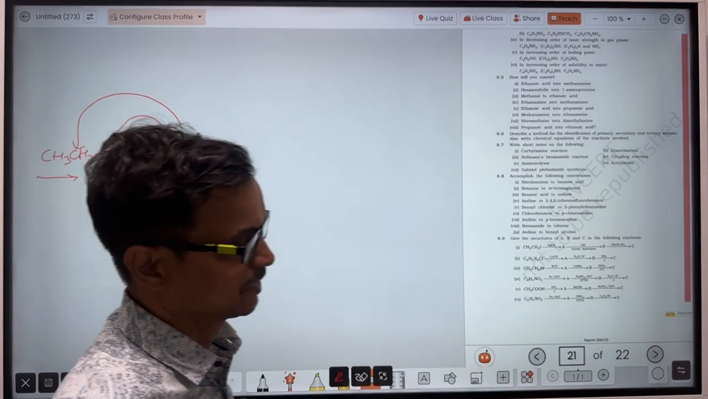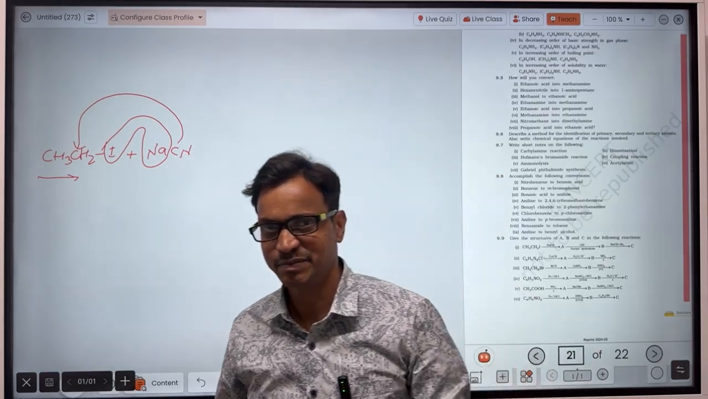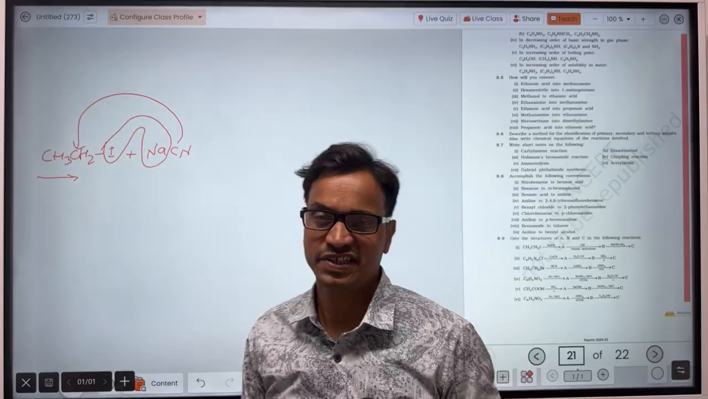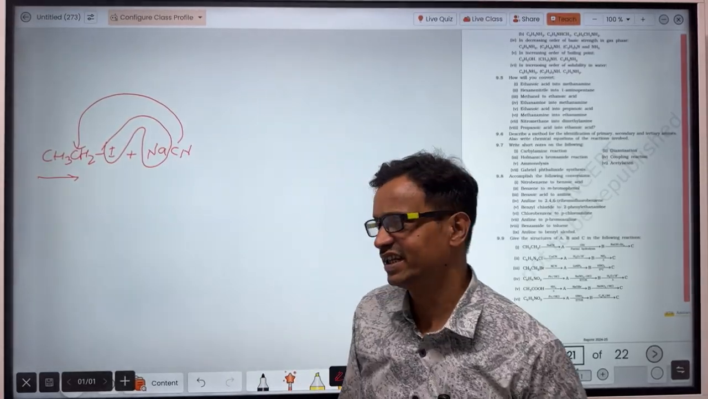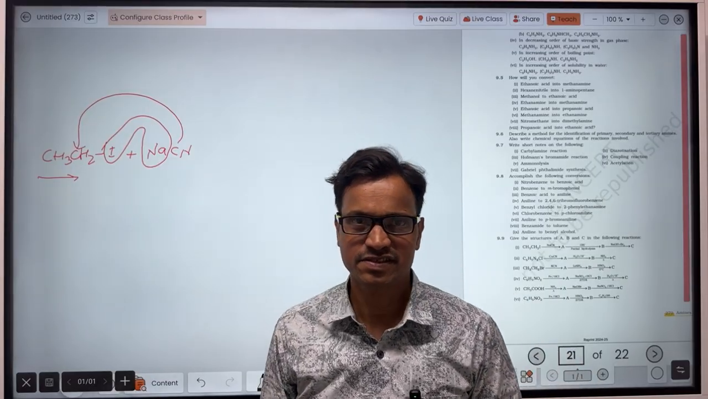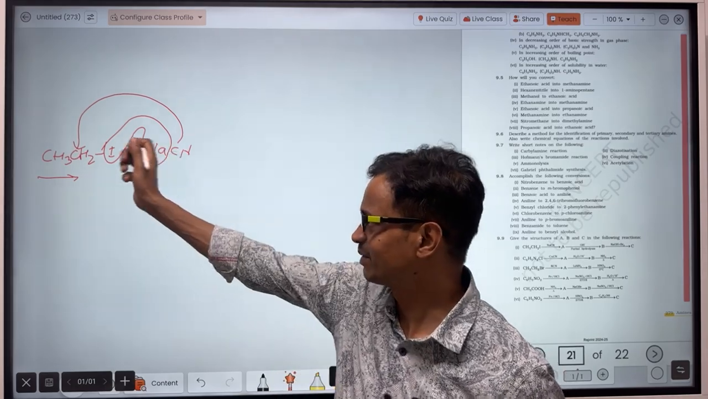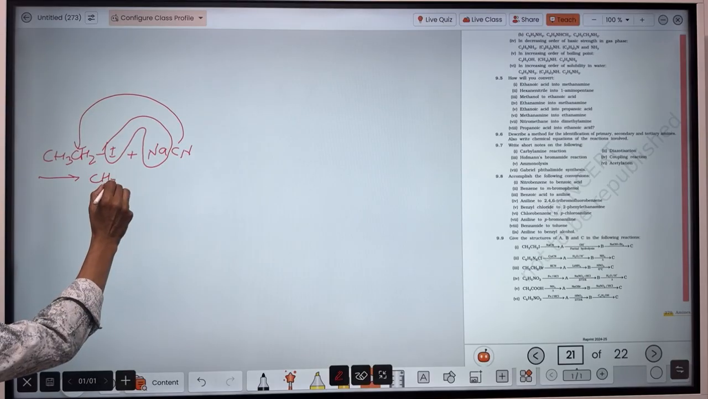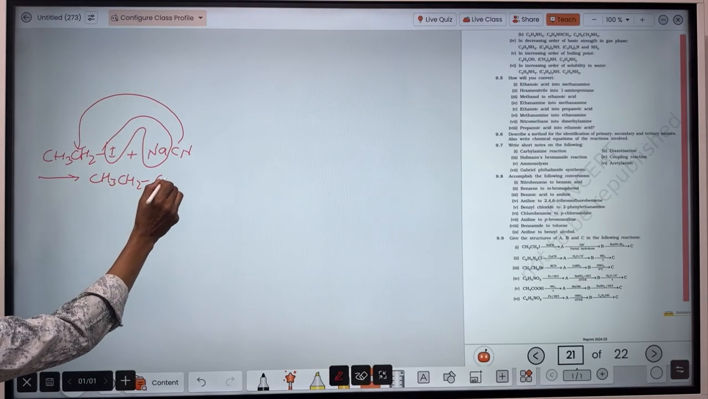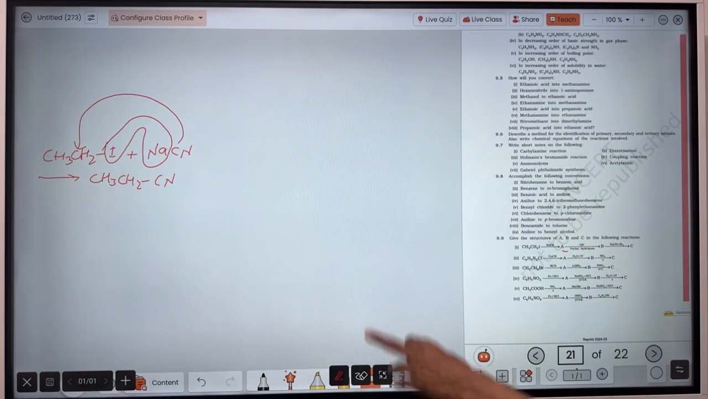Why? Because NaCN will very easily dissociate into Na+ and CN-. Na+ will get attracted towards the negative species, that is I-, and will form NaI. Then of the CN-, since the carbon-carbon bond is stronger than the nitrogen-carbon bond, carbon will get bonded. So A is propane nitrile.